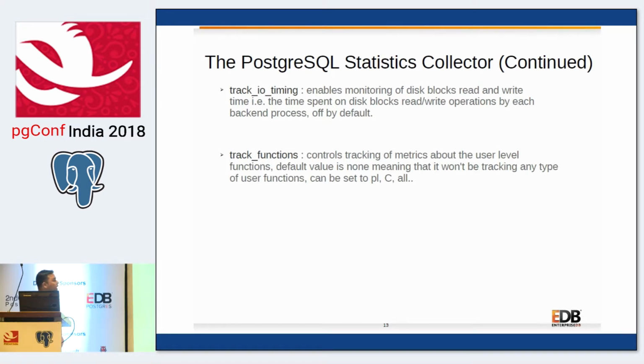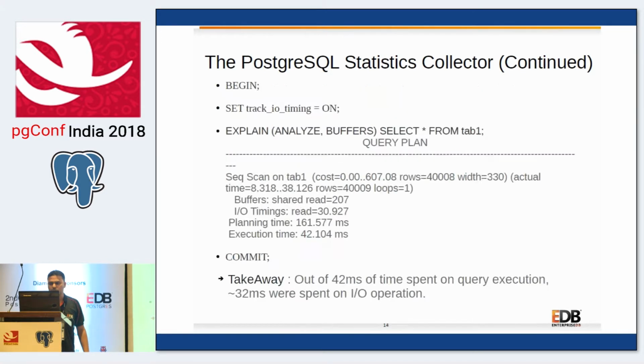And then lastly, we have something called track functions, which allows the stats collector process to track user functions, and this is set to none by default, meaning that it won't be tracking any functions. But it can be set to different values, like it can be set to C if you just want the stats collector process to track C functions, or it can be set to PL, like procedural functions and all. So that's about all the track parameters for controlling the stats collector process.